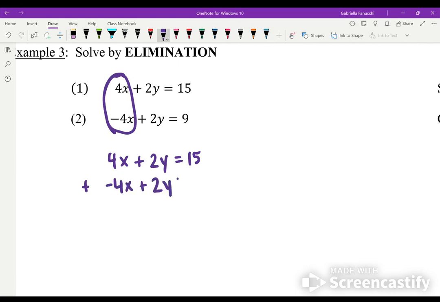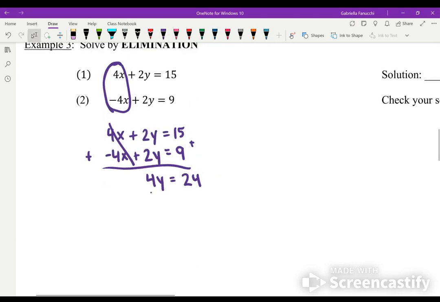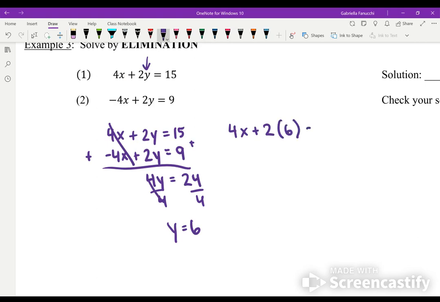You rewrite them the same way. 4x plus negative 4x is 0. We leave that. 2y plus 2y is 4y. 15 plus 9 is going to be equal to 24. So 4y is equal to 24. You're going to divide by 4 on both sides. y is equal to 6. You have your y value. Go ahead and plug it into one of them. I'm going to plug it in right here: 4x plus 2 times 6 is equal to 15.